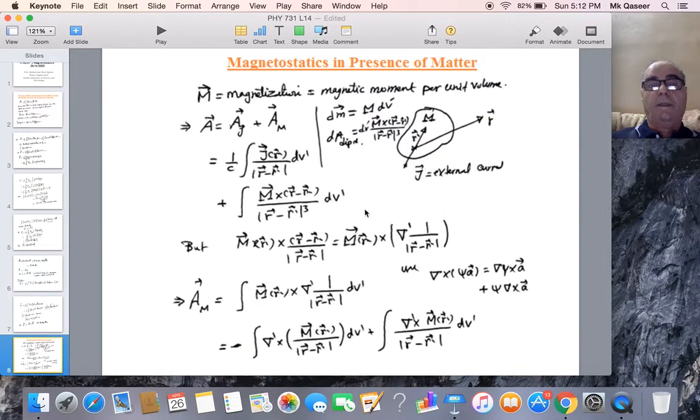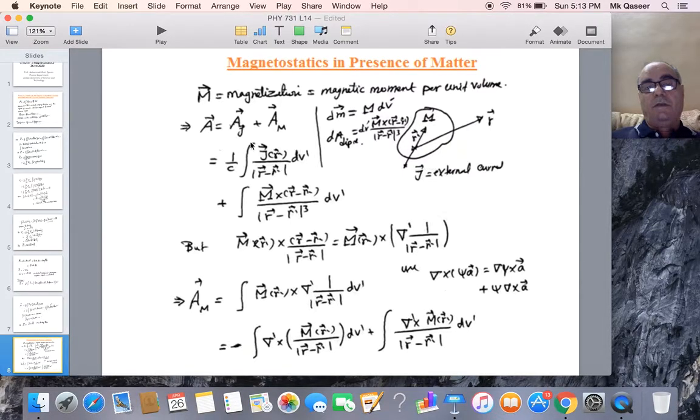Now let's talk about magnetostatics in the presence of matter. Here we have a specimen of magnetization M. We know that the magnetic moment dm is the magnetization times dV prime. Now we have to estimate the vector potential at some field point A corresponding to some volume element at r prime.